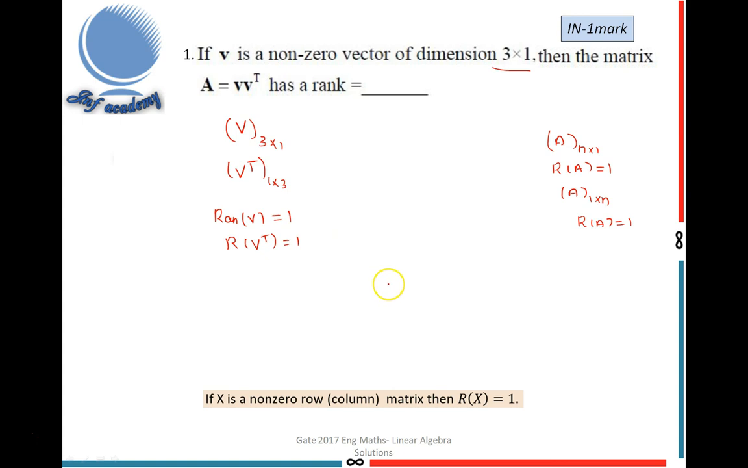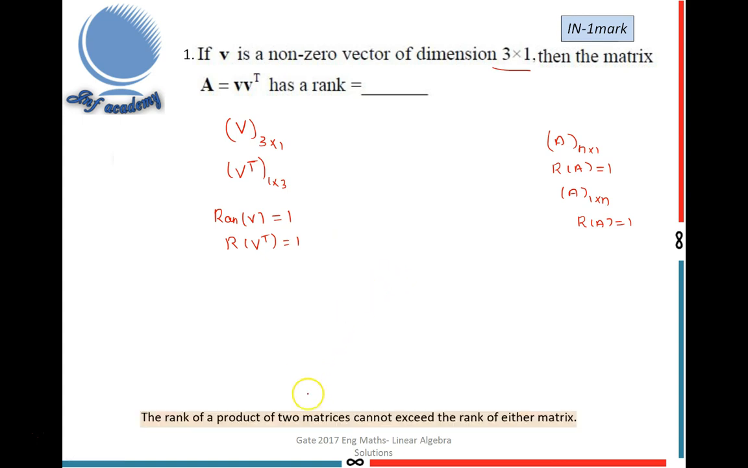Next, I use another property of rank, that is the rank of the product of two matrices cannot exceed the rank of either matrix. So here I find the rank of V into V transpose, that means the product of V and V transpose. You have to find the rank of V into V transpose. This rank cannot exceed the rank of V and V transpose. This is the property: the rank of a product of two matrices cannot exceed the rank of their matrix.